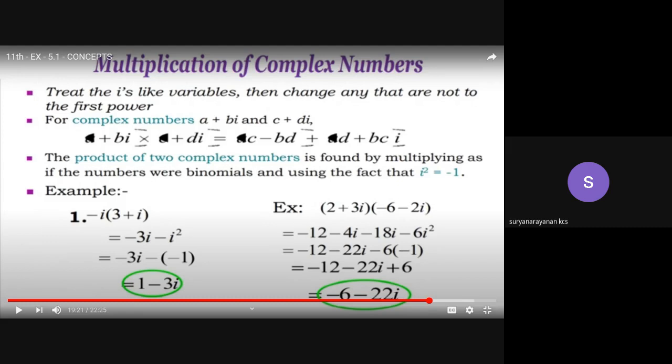Up to this point, my dear children. Here, multiplication of complex numbers. Here also, to multiply two complex numbers, we follow the rules of how to multiply two polynomials. Here also we follow the same rule.